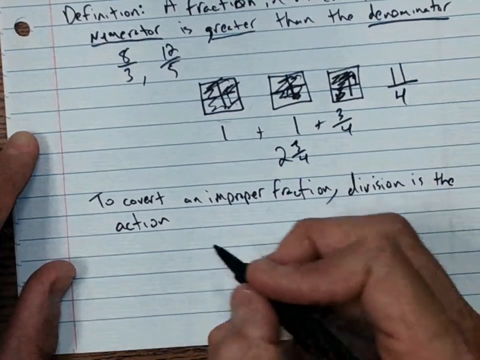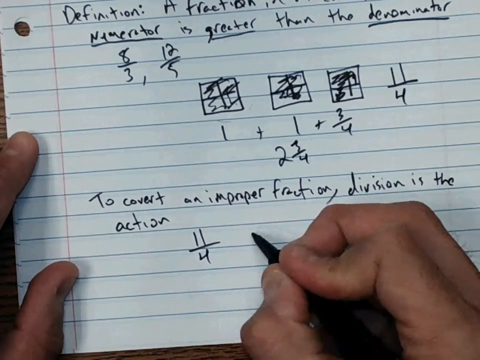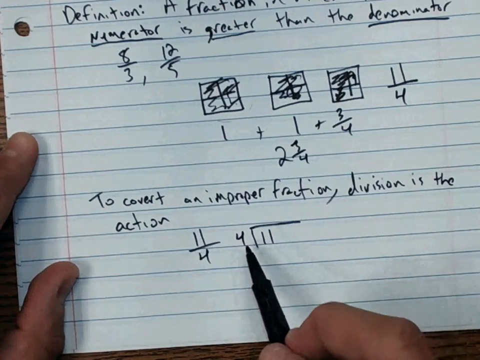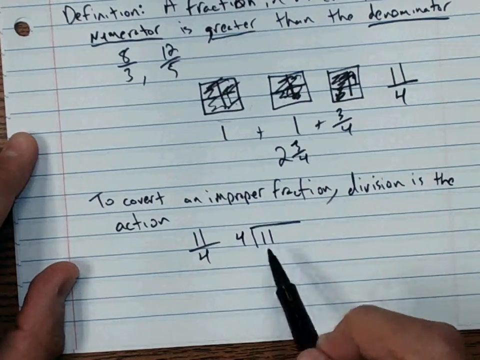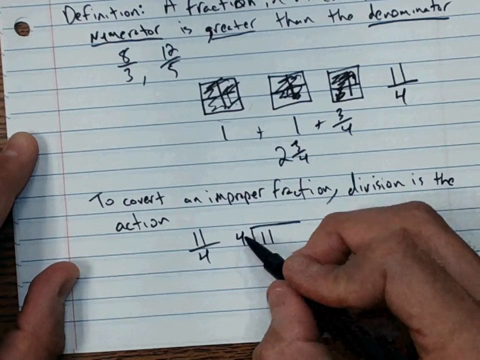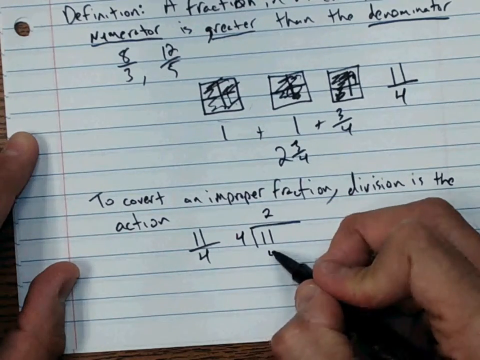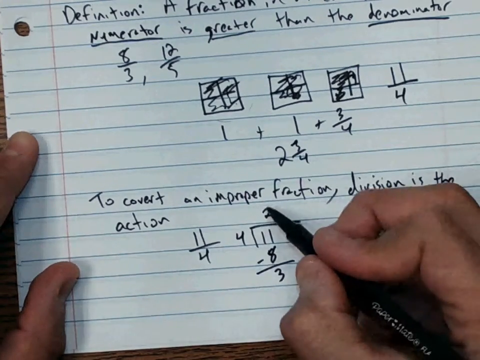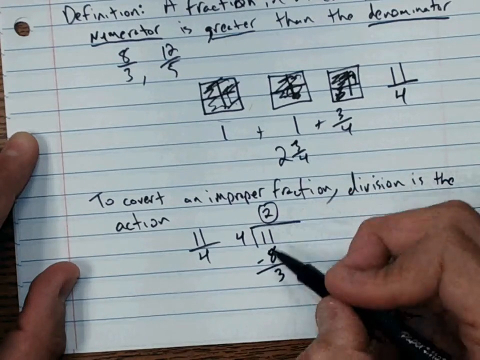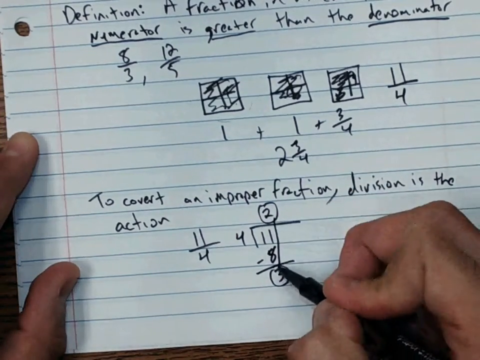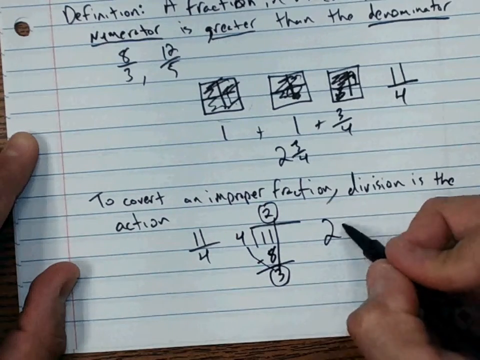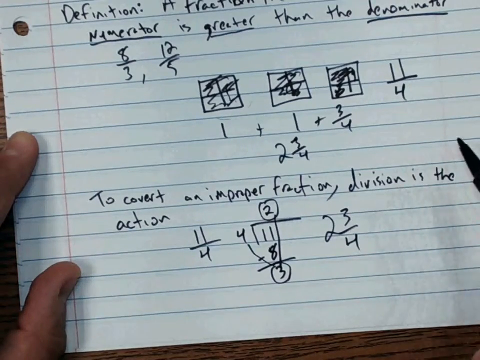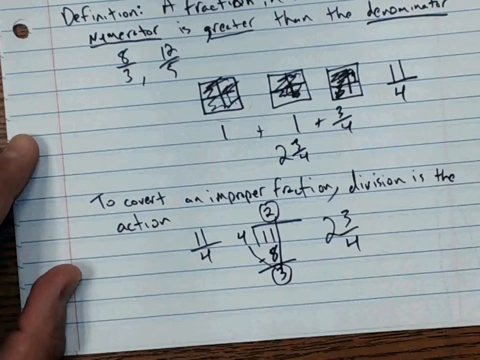So we'll go back to our 11/4. Well, I'm going to divide. Remember, numerator goes on the inside, denominator on the outside. Now let's count. 4 can go into 11 2 times, but it can't go in 3 because it'll be over. So 4 can go in there twice. So 2 times 4 is 8. I'm going to subtract. So this will be my whole number. This will be my numerator. And this will be my denominator. So it's 2 and 3/4. The denominator stays the same. Okay, so we had 2 wholes and 3/4.